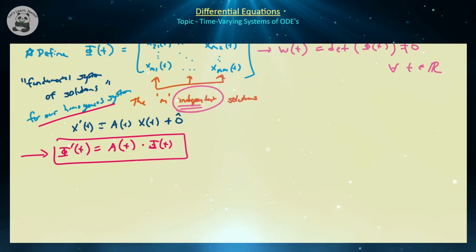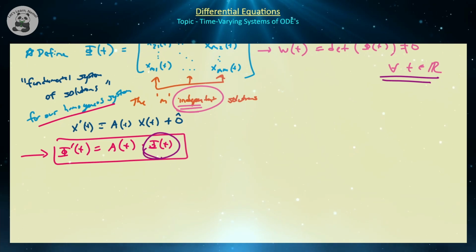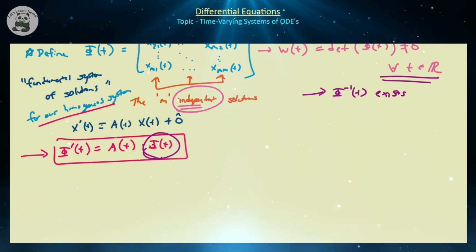And here 0 is a vector, not a number. So if that is true, and let's assume that the determinant of this is non-zero for all time, which we're assuming because we're assuming that these vectors are independent. That means the inverse of this matrix exists and is unique for all time. So we can multiply both sides of this equation on the right by phi inverse of t. So we're going to get that A of t is equal to phi prime of t times the matrix phi inverse of t.